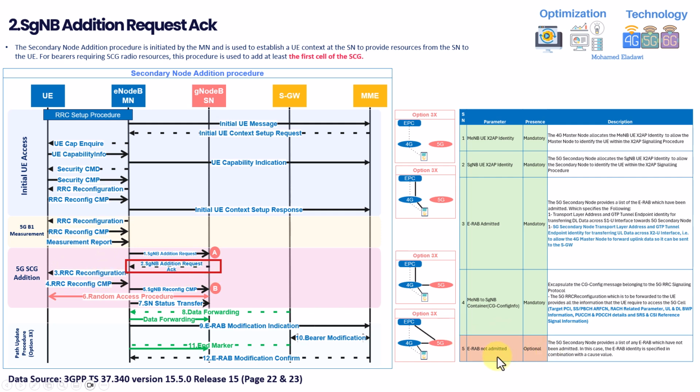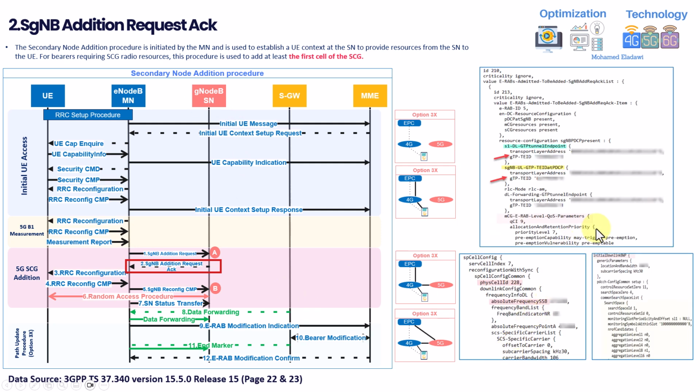And the last one here, in case a particular ERAB is not admitted, the 5G node will send it in ERAB not admitted. Usually you will not find this part. And this is quickly here, you can see. If you remember in the beginning of this session, I highlighted something called the concept, right? I told you SP cell, which is secondary primary cell.